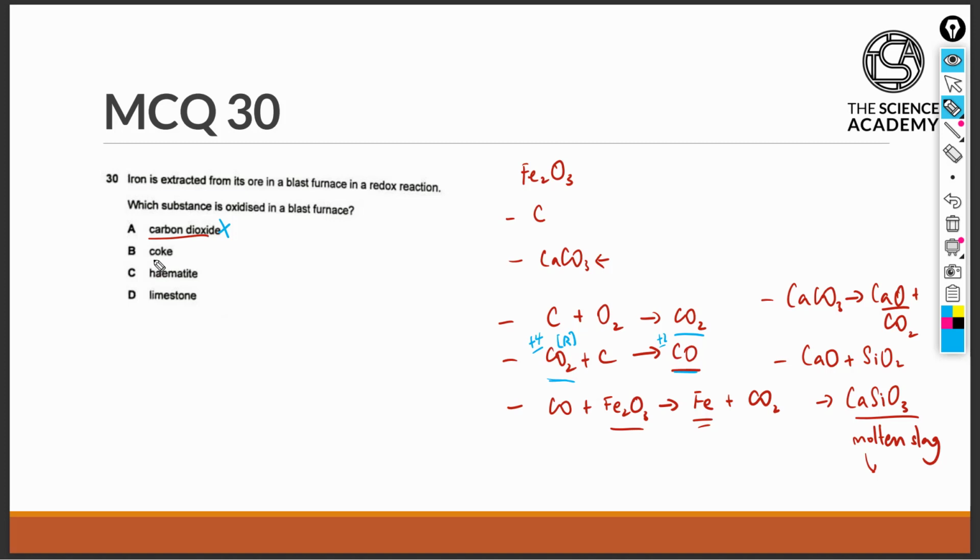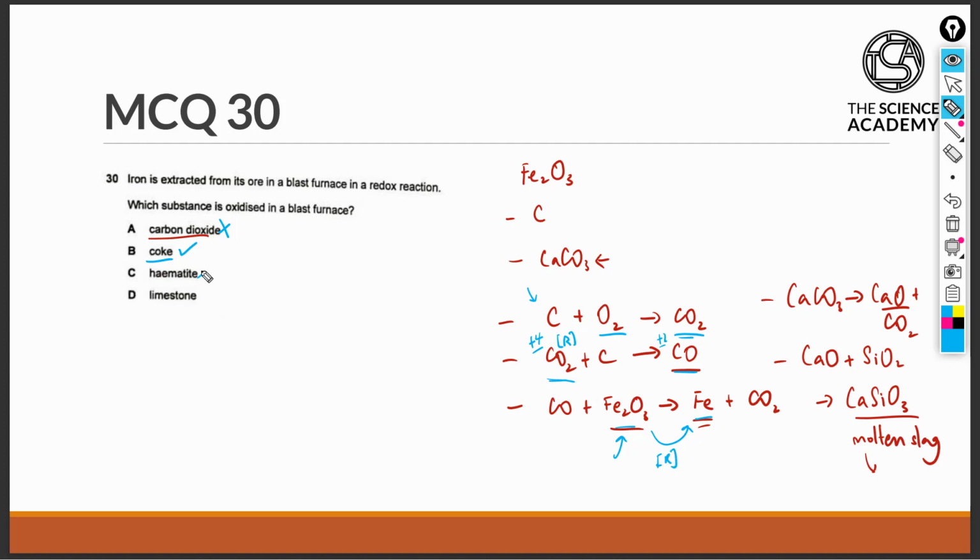Let's look at coke. Coke occurs in the first equation here, where coke combines with oxygen to form carbon dioxide. This is very straightforward, where coke is actually oxidized into carbon dioxide gas. So coke is indeed oxidized in the blast furnace. Hematite refers to the iron ore, and hematite is in fact reduced to iron because of the loss of oxygen.